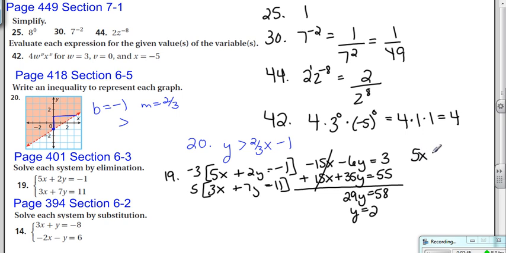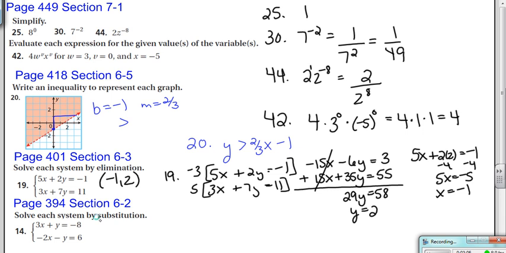So 5x plus 2 times y, so 2 times 2, would equal negative 1. 2 times 2 is 4, so I can subtract 4 on each side. Get 5x equals negative 5. Divide each side by 5 and get x to be negative 1. So when I put it in an ordered pair, it's negative 1, 2.